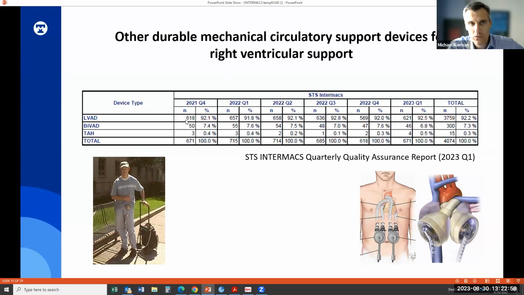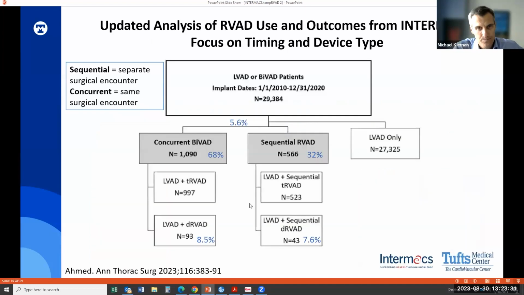And when you look at total volume, this is data from the most recent quarterly report, just in comparison, over a year and a half period, there were only 15 TAHs implanted compared to 3,700 LVADs. So it really is a select few hospitals that have utilized it. It's only a couple of devices per quarter as it relates to TAH utilization. So we're not going to be focusing on outcomes with this device, but again, it's been similar. It's sometimes better in expert centers, but I would say 60% survival at 6 to 12 months on average.